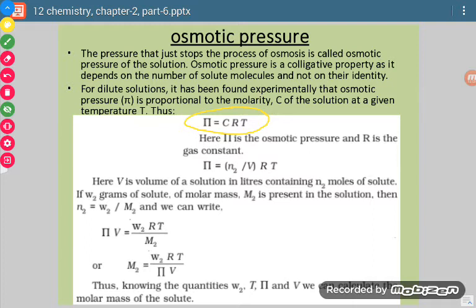So when we put all the values, by using this equation we can determine the molecular mass of solute, which is M2 is equal to W2RT over pi V. Here W2 is the weight of the second component, the solute, R is the gas constant, T is the temperature in Kelvin, V is the volume in liters, and pi is the osmotic pressure.